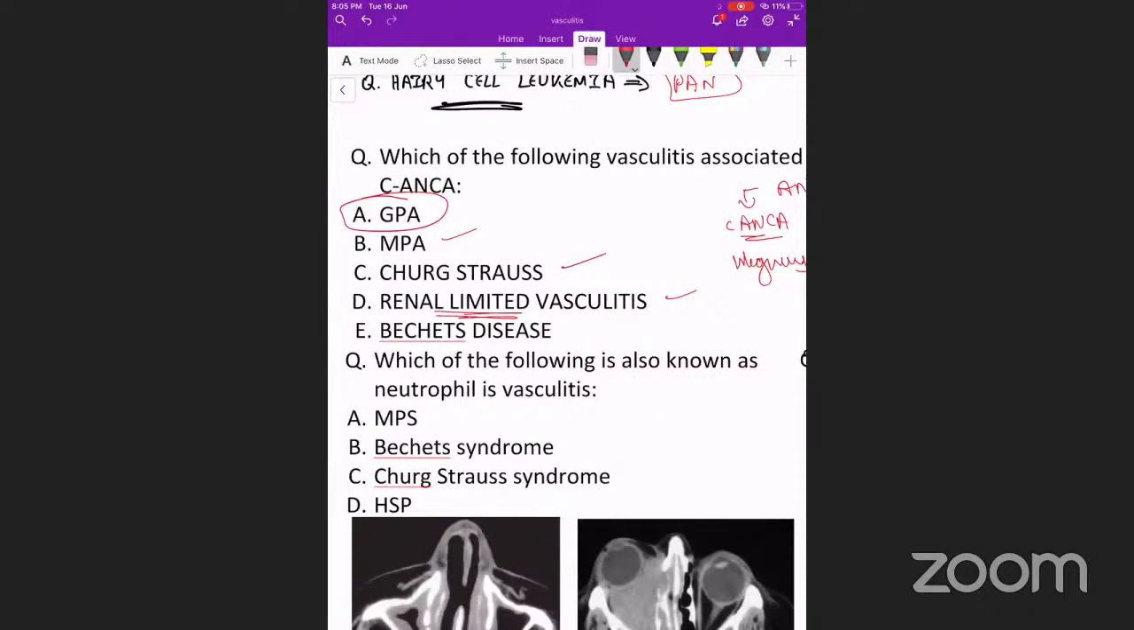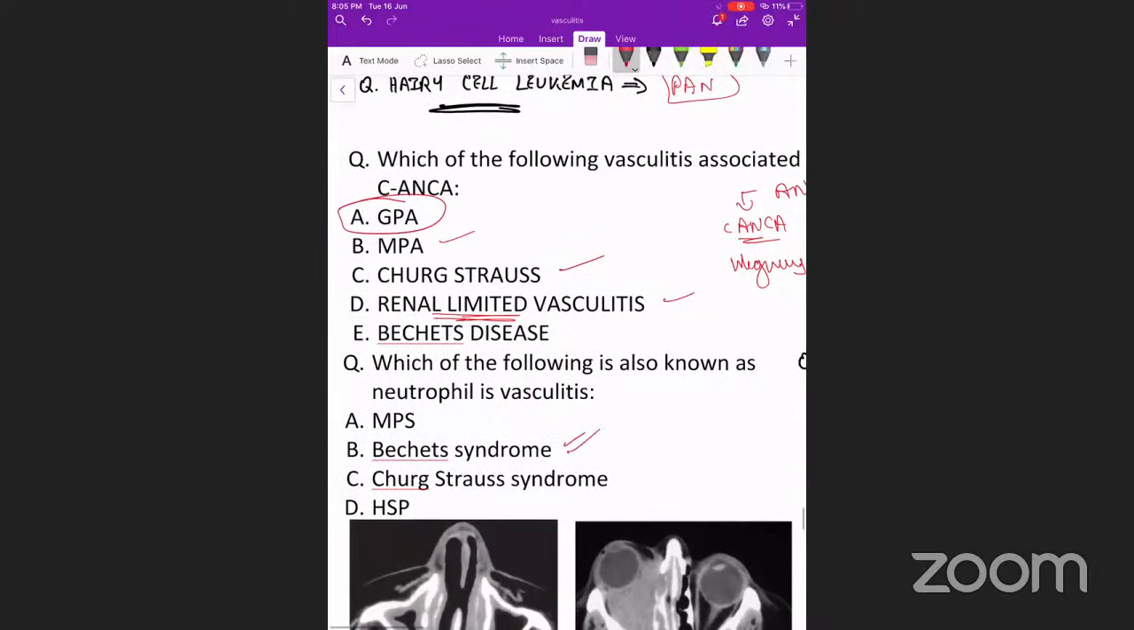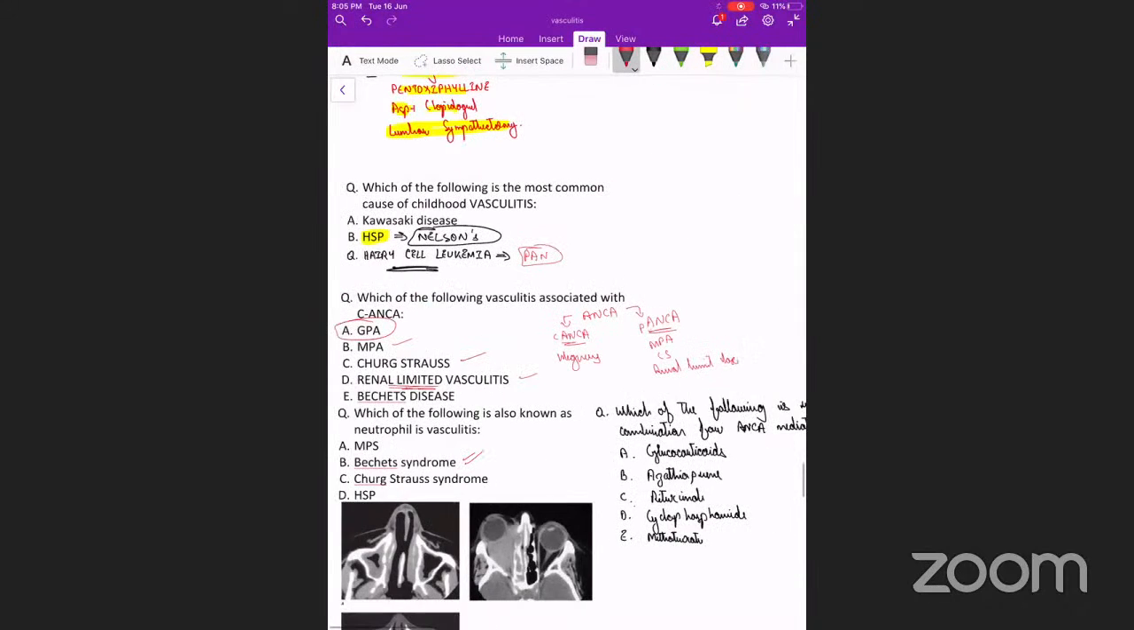Okay, so the next question, which of the following is known as neutrophilic vasculitis? Very easy. Yes, very good. All of you got it right. It is Behçet syndrome.